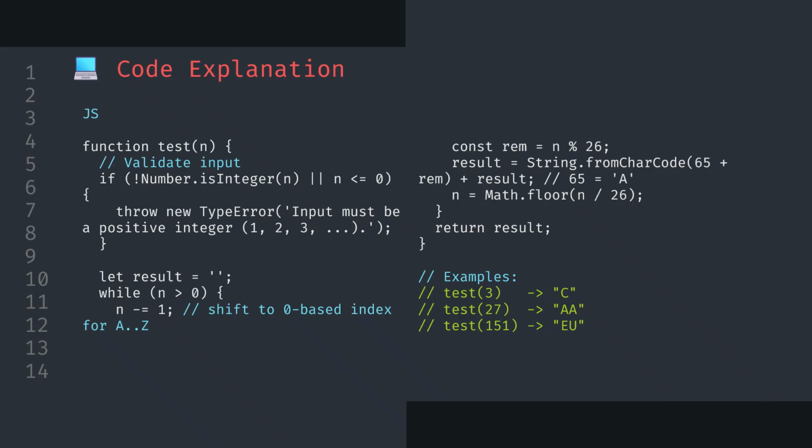Here's the implementation: we validate input to avoid weird cases, then loop until n becomes 0. Inside the loop, we decrement n by 1, compute the remainder rem, map it to a letter via String.fromCharCode where 65 plus rem, prepend that letter, then integer divide n by 26 to move on.